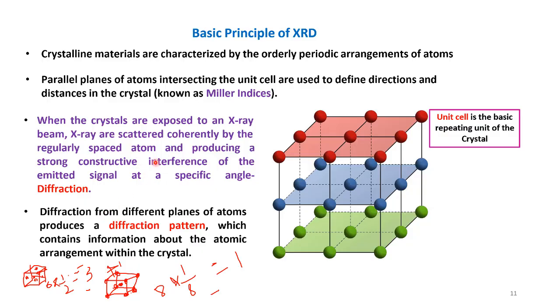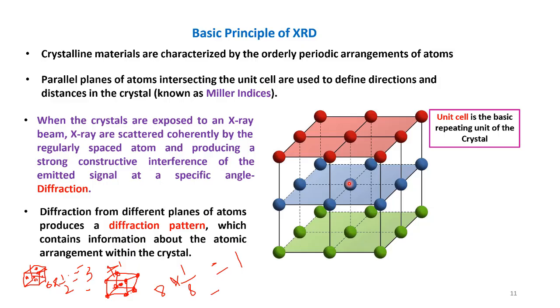Okay, so coming back to the XRD. When the crystals are exposed to the X-ray beam, X-rays are scattered coherently by the regularly spaced atoms. So here we know what atom is present at which place. So these positions are fixed for a particular structure. Suppose we consider a simple cubic structure. We know that these two planes are separated by a distance. Suppose this cube has a dimension a, so the distance between these two planes, this red one and the blue one, is a.